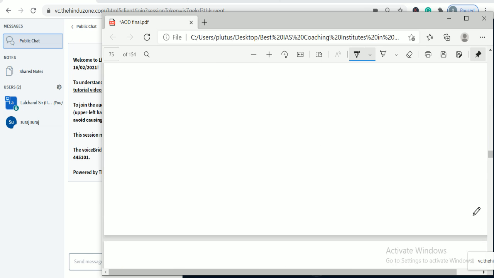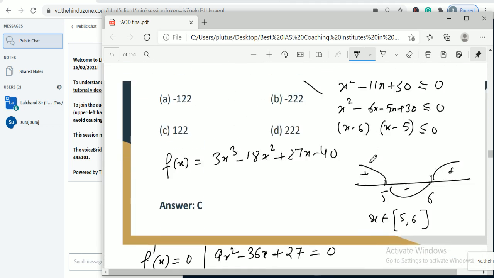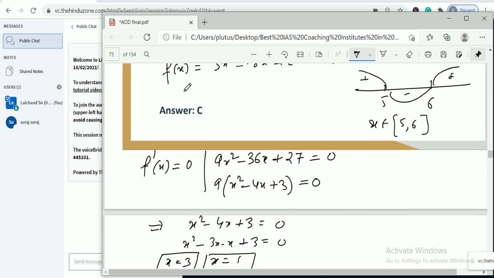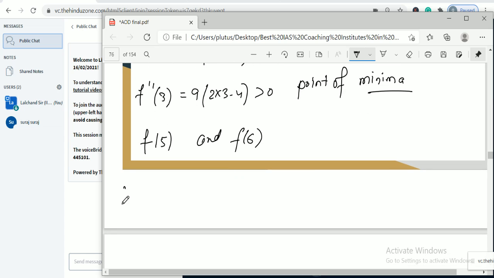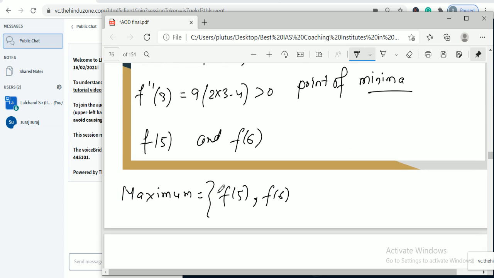And what do we need to find? We need to find the maximum value. So we need to check the endpoints too, because there is a closed interval. We also need to consider f of 5 and f of 6. So you need to find the maximum of f(5), f(6), and the point of maxima f(1). One of these will be our maximum value, whatever is the maximum.